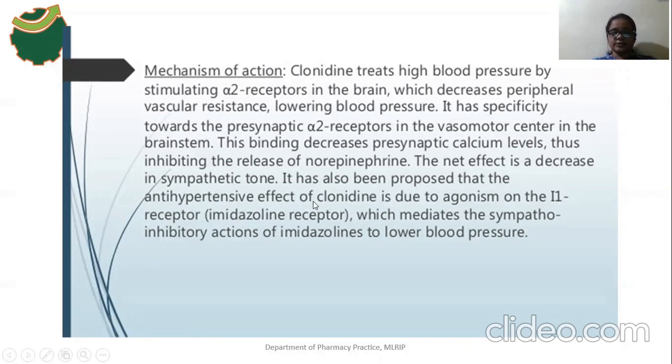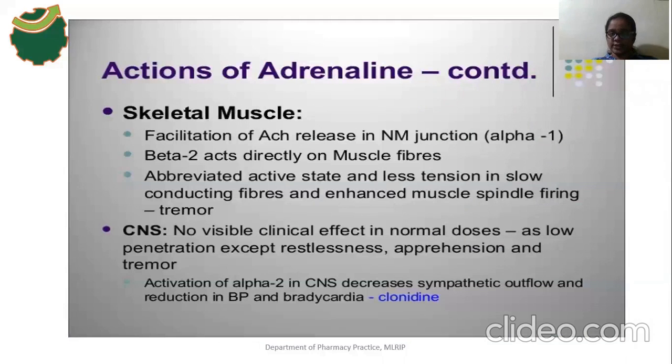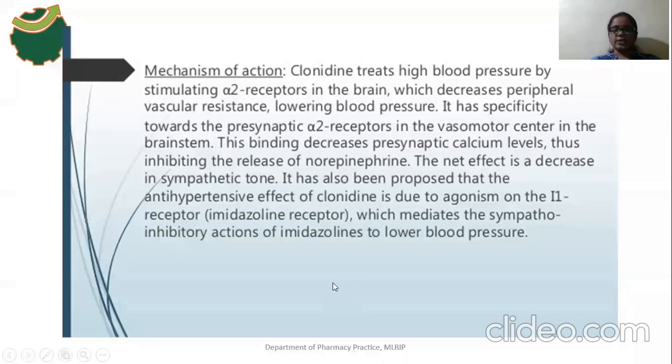So the clonidine drug is an alpha 2 agonist. As a result of activation of alpha 2 receptors, the sympathetic outflow decreases. Then there is a reduction in the BP, and it causes bradycardia. Clonidine is used for the treatment of blood pressure because of the decrease in the release of norepinephrine from the nerve terminals. Clonidine binds with the presynaptic alpha 2 receptors, and as a result of this binding there is a decrease in the presynaptic calcium levels. Then the release of norepinephrine is inhibited. So overall, the net effect is decreased sympathetic tone.